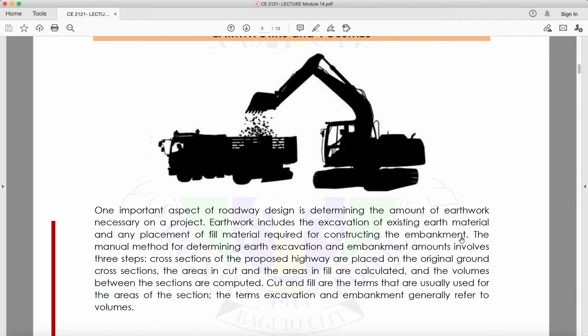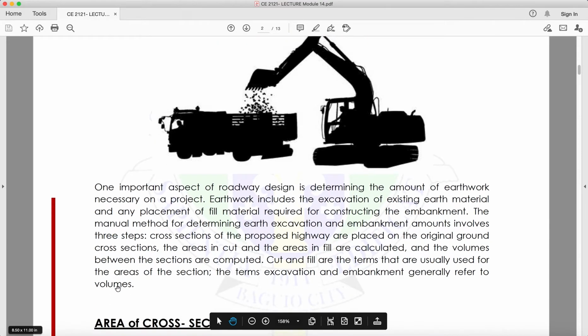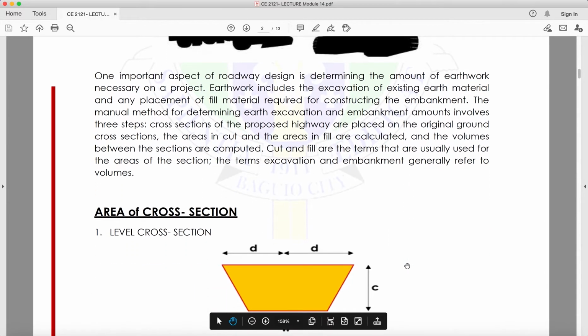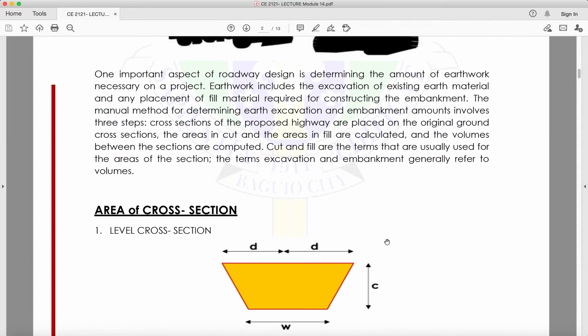The manual method for determining earth excavation and embankment amounts involves three steps. First, the cross-sections of the proposed highway are placed on the original ground cross-section. The areas in cut and areas in fill are calculated, and lastly, the volumes between the sections are computed. Cut and fill are the terms usually used for areas of section. The terms excavation and embankment generally refer to volume. So when we talk about excavation, embankment, or filling, we are dealing with volume.